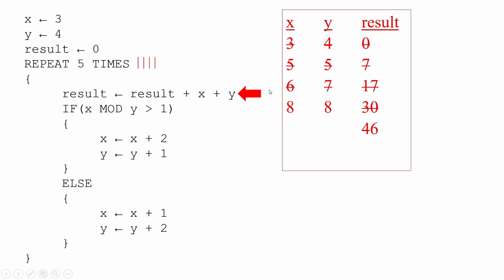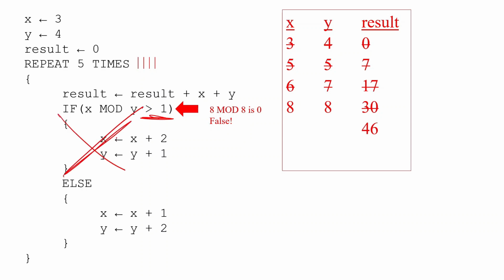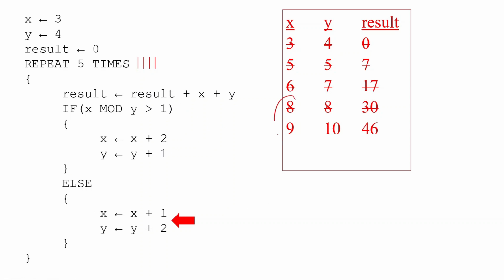I go back up, 4th time through, I get 30 plus 8 plus 8. It gives me 46. I check this result. 8 mod 8 is 0. 0 is not greater than 1. So I skip this and I run these 2 lines of code. X gets 1 added to it and Y gets 2 added to it.